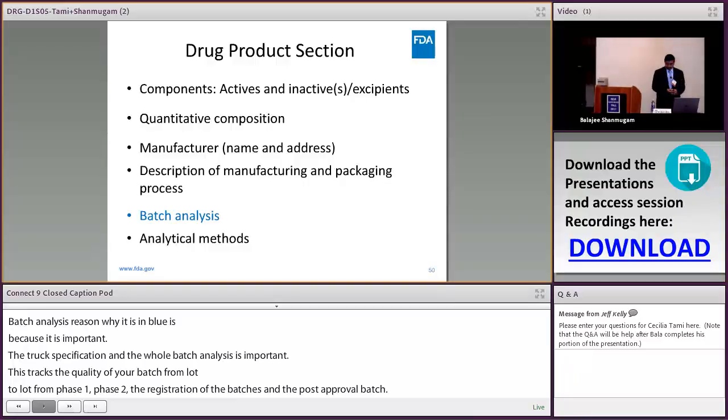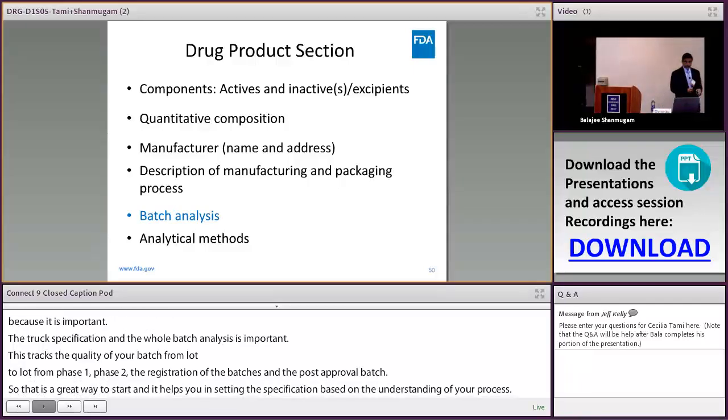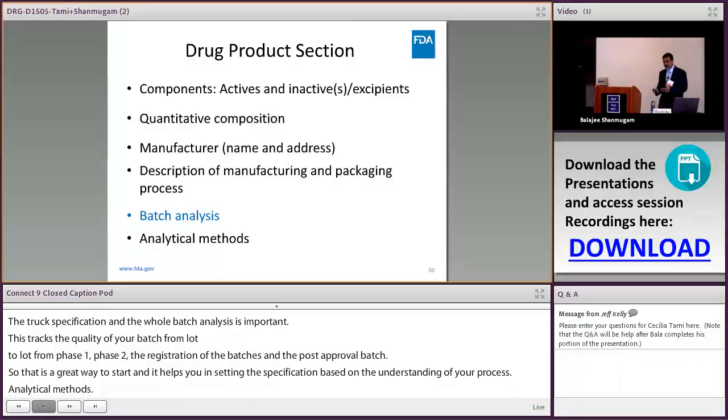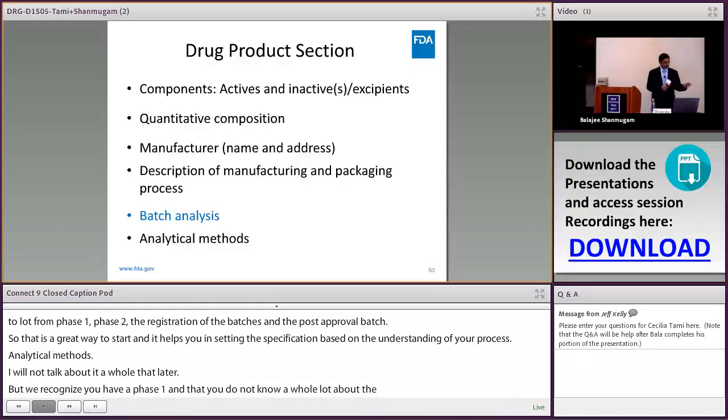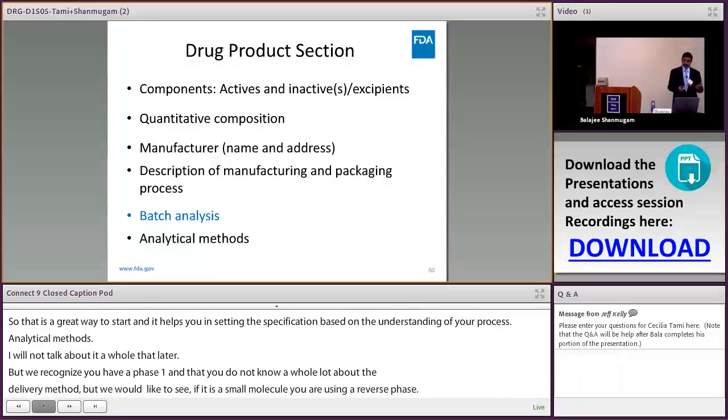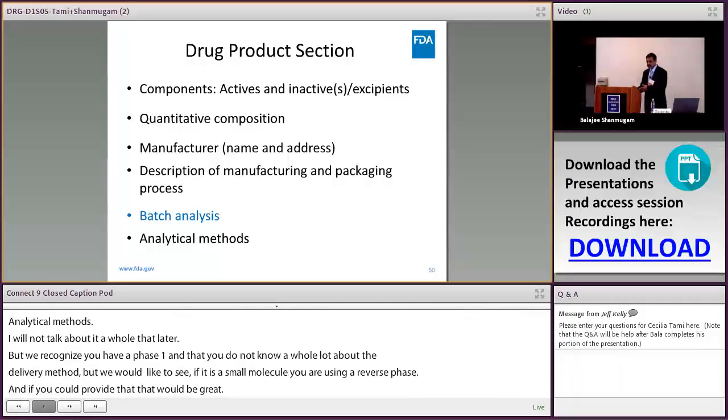Analytical methods. I'm not going to be talking about it a whole lot later, but I'll just make a mention that we do recognize when you have a phase 1, you don't know a whole lot about what method to develop, what will be appropriate as stability indicating capability of the method, and so on and so forth. But we would like to see, if it's a small molecule, most likely you're using a reverse phase. So the chromatographic conditions and so on and so forth, if you can provide that, that would be great. But as your drug development progresses, we would expect some kind of validation data. We don't expect at phase 2 or probably earlier on to have a complete validated method, but eventually it has to go there because this goes hand in hand with your testing of your product.